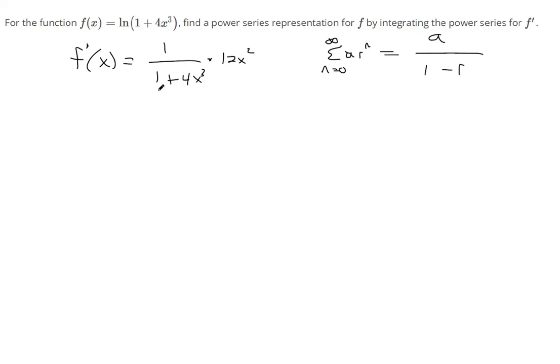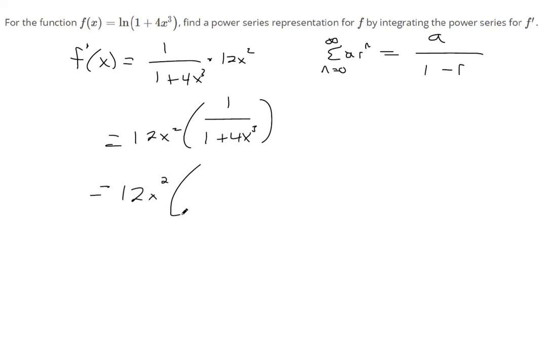Okay, so what do we need to do? Let me pause. Okay, I think I've got it. So we've got 12x squared that's multiplying 1 over 1 plus 4x to the third. Another way to rewrite it: this part looks like the sum of a geometric series. We just need it to be a minus in here. So that's just a matter of using a double negative. This is 1 over 1 minus negative 4x to the third.